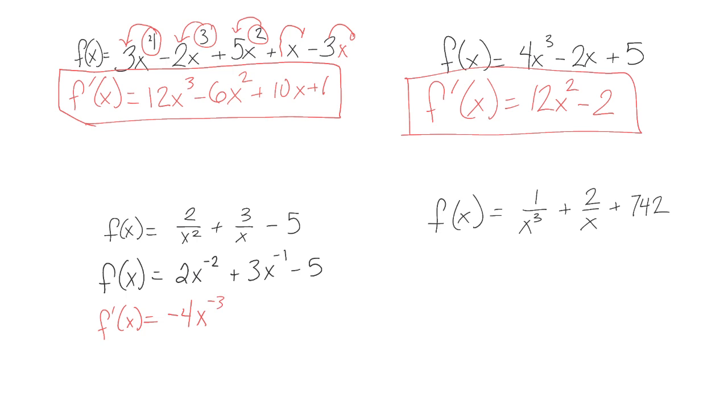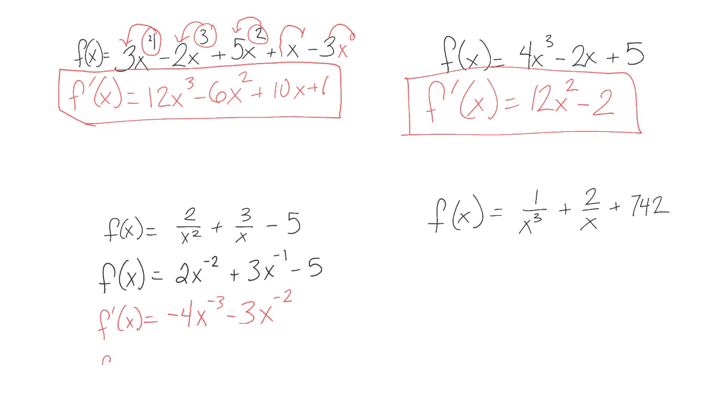Okay, let's try again. Multiply the power times the coefficient. That gets you a negative 3x to the, and you have a negative 1, subtract 1. That's going to get you a negative 2. And then on this last one, it's a constant. That's going to drop off.